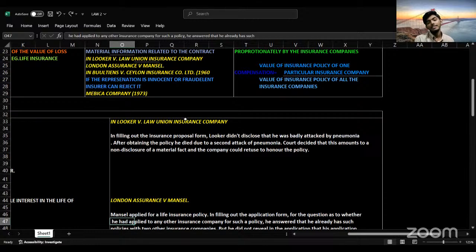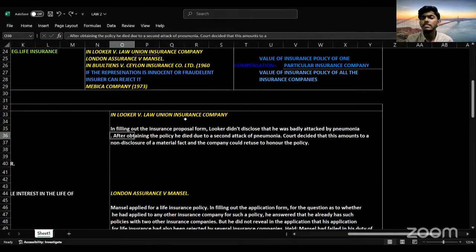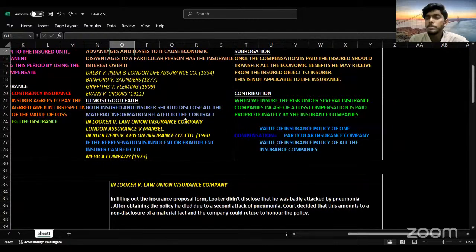So what the court has done is recognize it as not disclosing a material fact, and they have told the company that it cannot either provide compensation or not provide compensation. It's a nice thing.